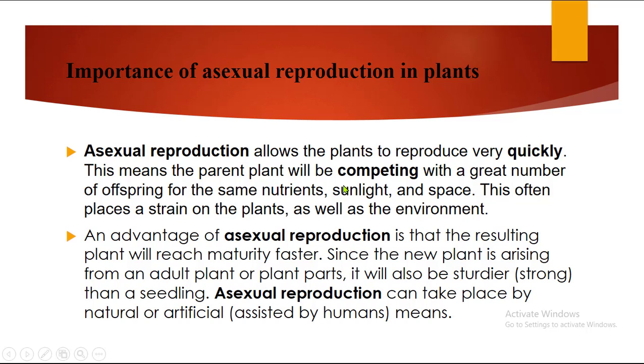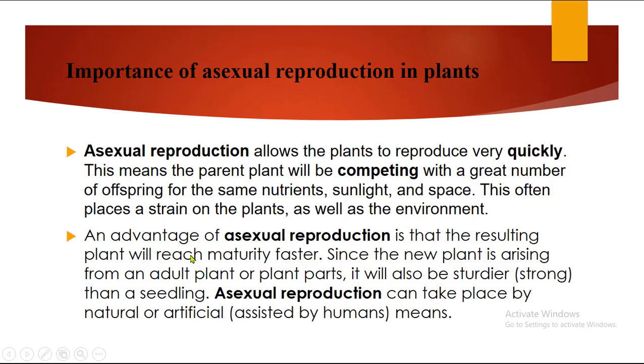Of course, if asexual reproduction is the fastest way of reproduction, the number of offspring is greater. When there are a large number of plants, there is competition among the individuals, and they will be competing for nutrients, for sunlight, and for space. So this is the disadvantage.